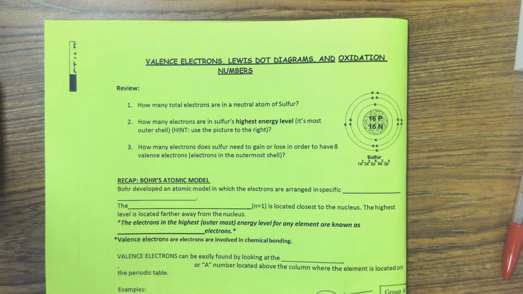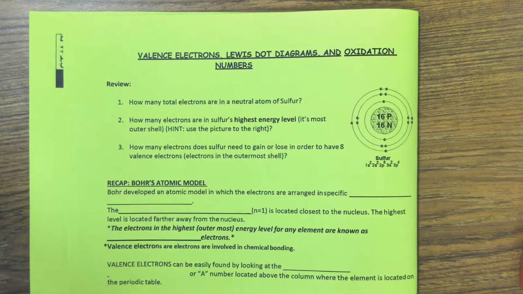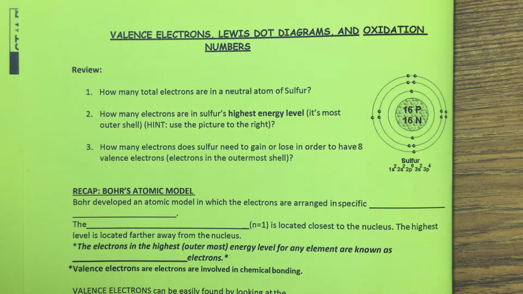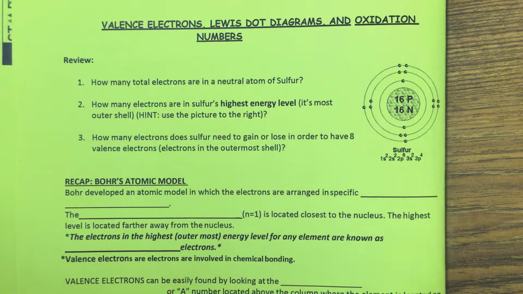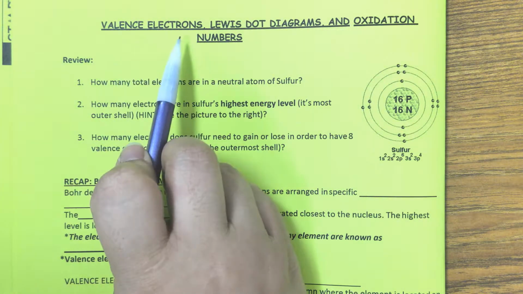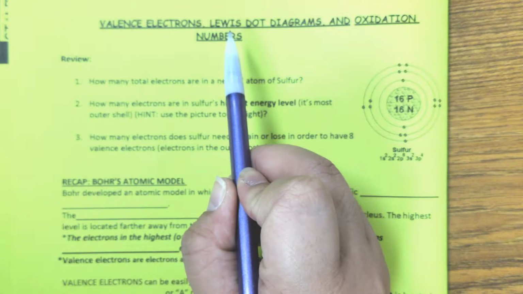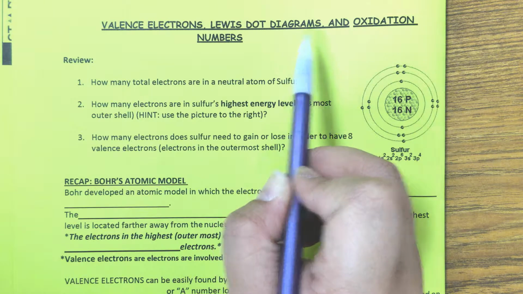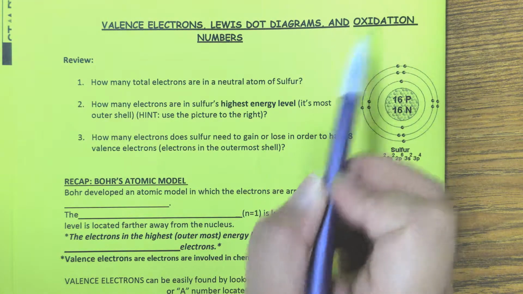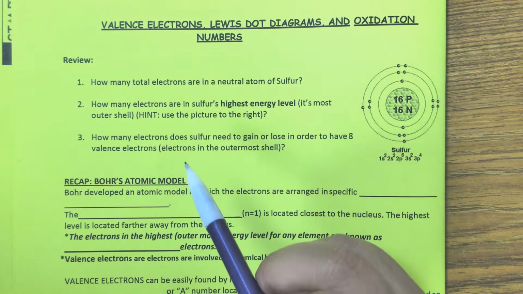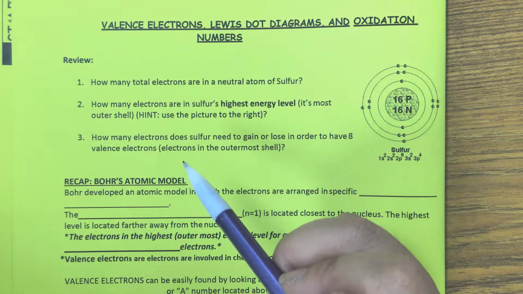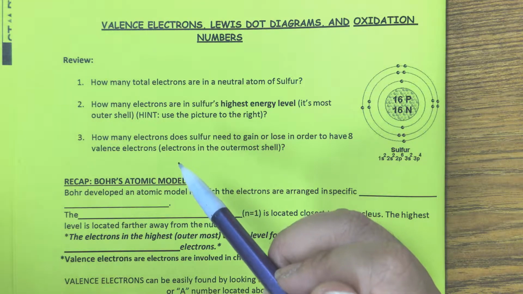Okay, so this is more like review. We've already gone over a lot of this stuff from our last unit. We've gone over valence electrons, we've gone over Lewis dot diagrams, but the new one that we're going to talk about is oxidation numbers. Okay, so again, it's a lot of just review information.